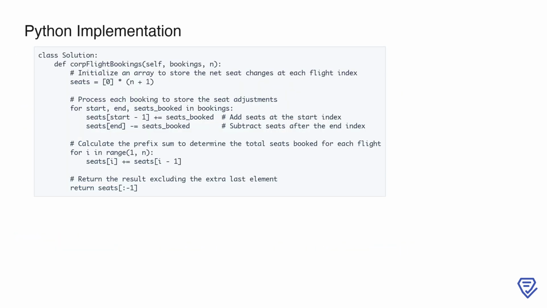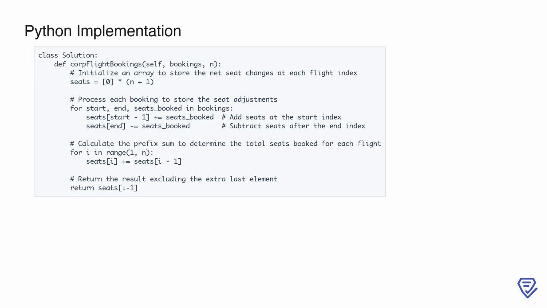This solution uses a difference array technique to efficiently handle the range updates for seat bookings. The key idea is that instead of directly updating the seat count for each flight in the range, we record the net change at the start and end plus 1 indices. This reduces the time complexity significantly.